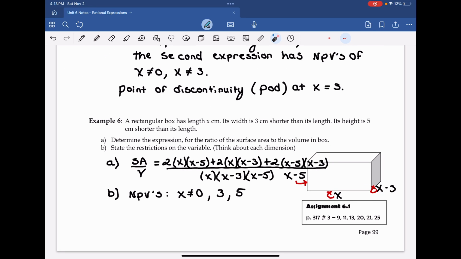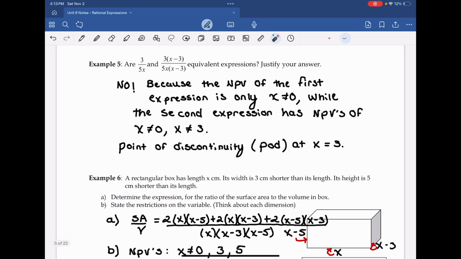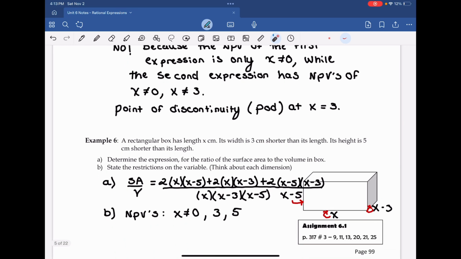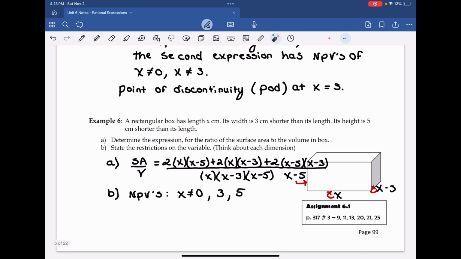All right, this is where you're going to want to go on to get some assignment work done. Try these textbook problems out, see what you can do. Again, the one above here, example 5, is more of a 30 level problem, but still be very aware that expressions are only equivalent if they have the same NPVs. And for application problems like these, always be looking for that denominator such that you can state your NPVs. All right, good luck.